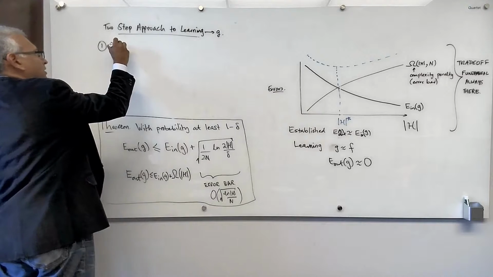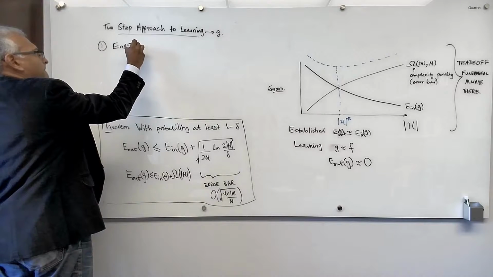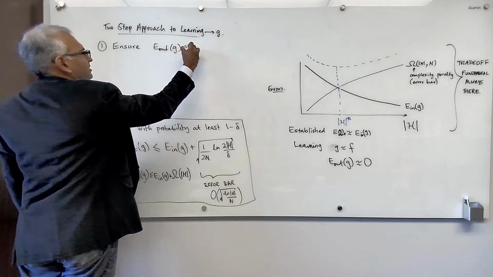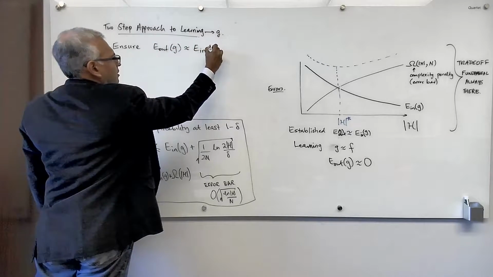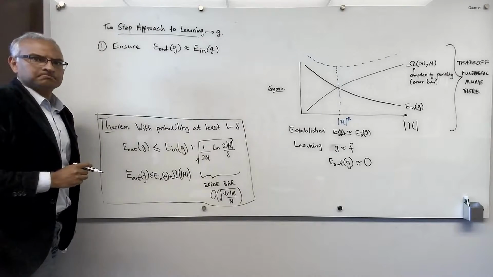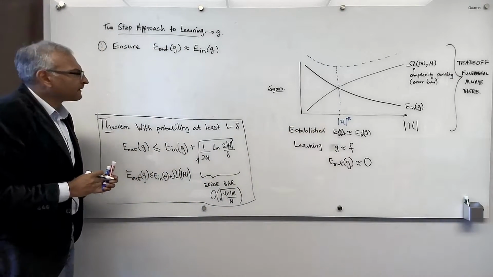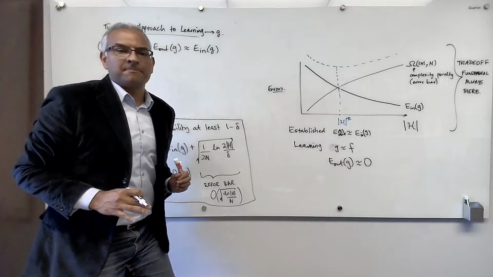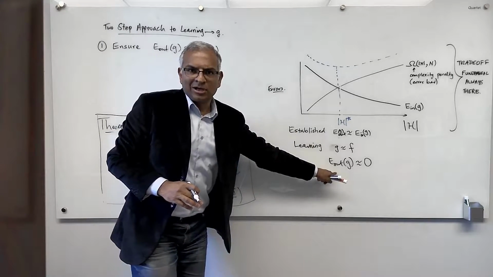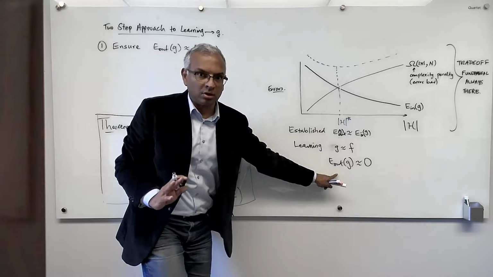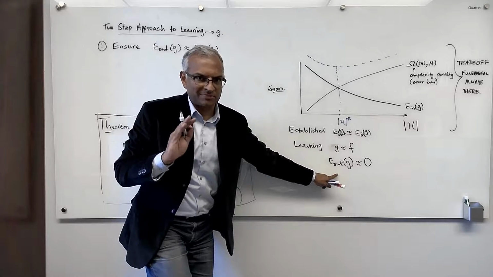So ensure that Eout of G is approximately equal to Ein of G. That's basically what this theorem is saying. But now we need to add another step, because we need to complete the loop, and we need to argue that we have learned, i.e. G is good, i.e. Eout of G is approximately equal to 0.